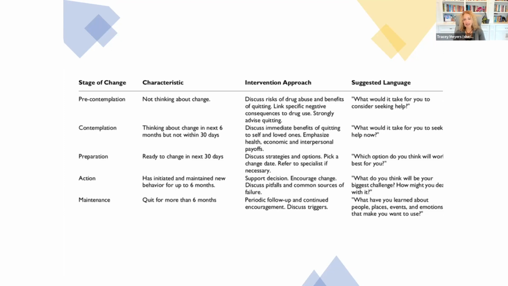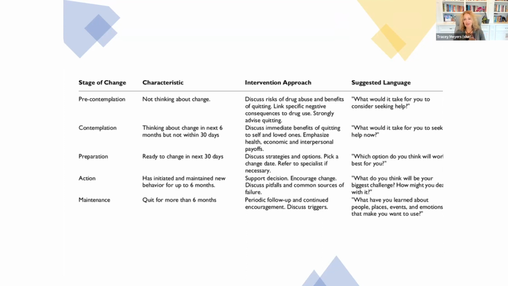And then an action plan is to actually start and maintain the behavior. What do you think is the biggest challenge? In Donna's case, she said, getting lazy, not wanting to go to my meetings. And how might you deal with that? She said, I need people to encourage me to go. I need my family to go to my meetings with me sometimes.